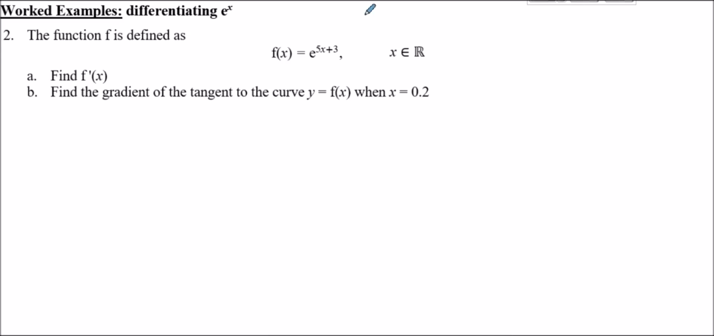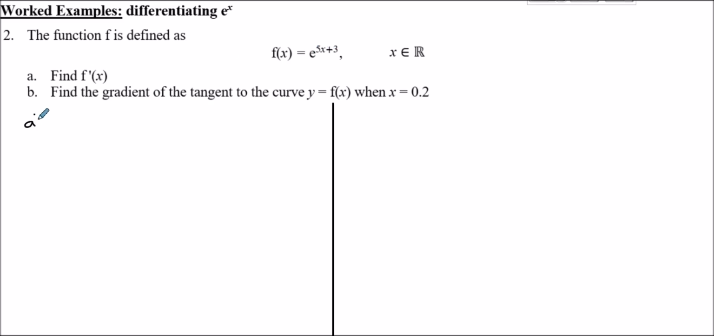Question 2. The function f is defined in this way, so this is a slightly different one, going slightly beyond the scope of the exercise you're going to do later. f of x equals e to the 5x plus 3, where x is a real number. First of all, we need to find f dashed of x. So again, I'm going to give myself some more space, just divide the page in half. So you might notice that I've not mentioned anything like this. I've mentioned if it's e to the kx, but here I've got a constant added on.